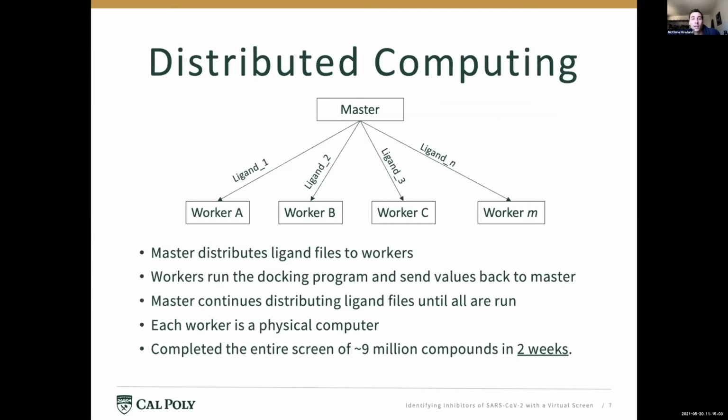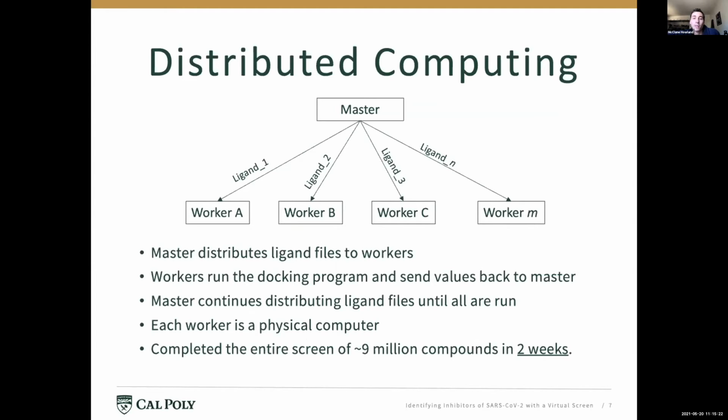The way we do that is by using distributed computing. So we've got big computer labs on campus. The one we use for this screen is called the MPAC lab. So we've got 30 high performance computers all connected on a network. And so I wrote a program that goes and distributes the 9 million compounds over those 30 computers and runs them all in parallel.